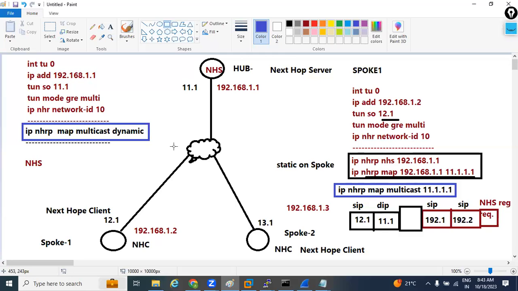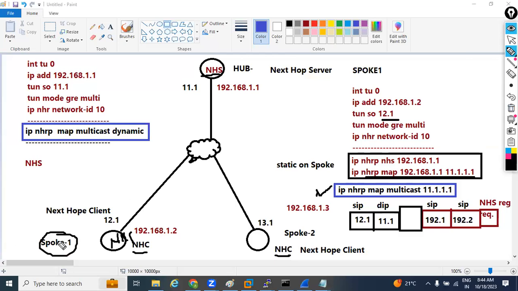Sir, yes. This is IP NHRP map multicast 11.1.1.1, this is for spoke one. If we go on spoke two, it's the same command, we just change the IP address. Because all these spokes are my NHC, and for everyone the hub is my NHS, that's the reason it will remain the same command. Okay, thank you, sir.